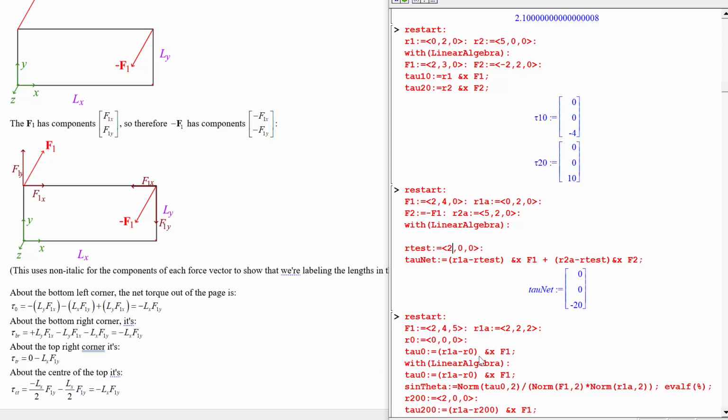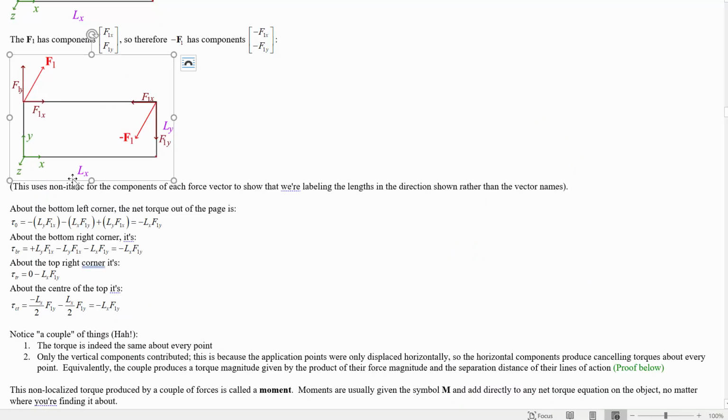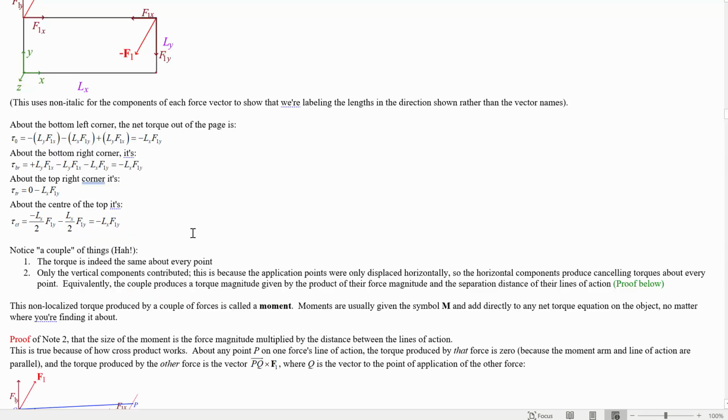What about the point 200? Negative 20. What about 202? Get some 3-dimension going on in here. Negative 20. So just by the fact that these two forces are equal and opposite, they produce the same torque about every single point on this object. Or indeed, about any point in space, not even a point on the object that we need to be finding the torque about.